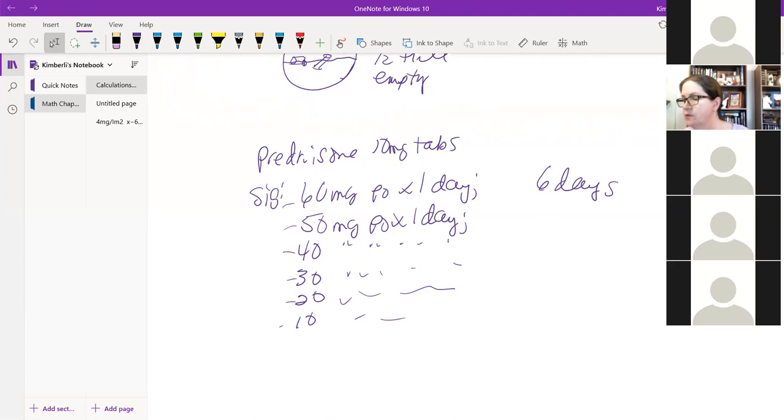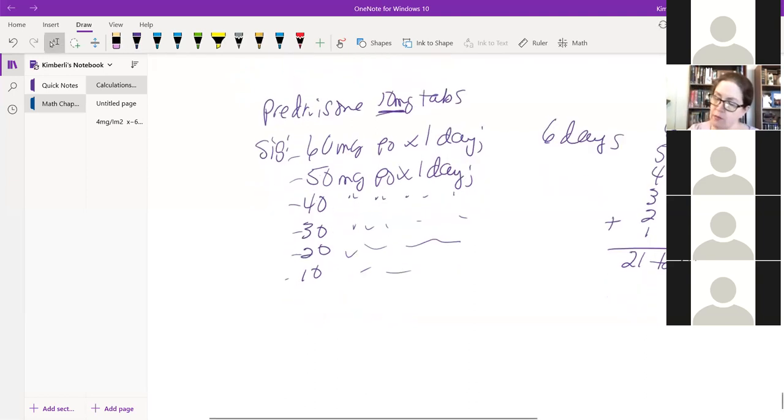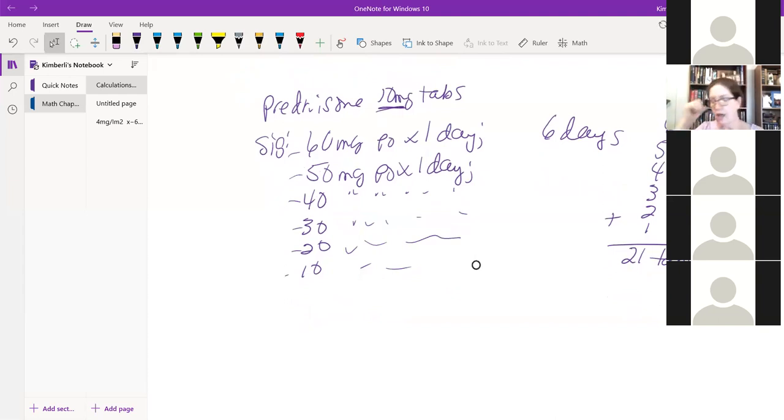And how many tablets would they need for this amount? So if we're using 10 milligram tablets, they're going to need 6, and then 5, and then 4, and then 3, and then 2, and then 1. 21 tablets. Okay, so now I actually had more than one student tell me take one tablet by mouth every day.